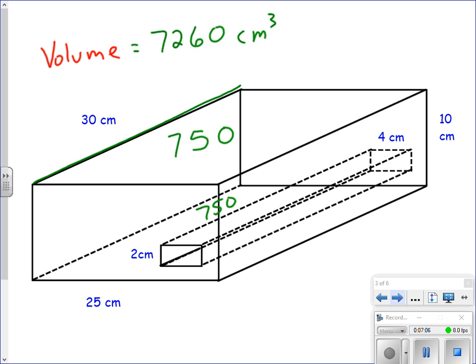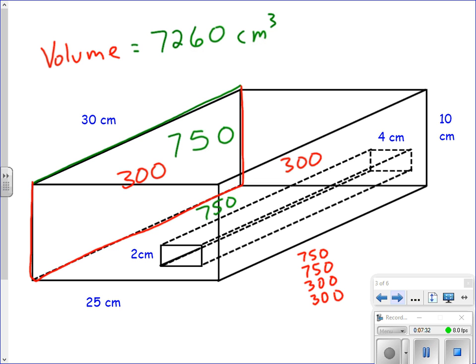And then the side wall over here, which is the red one, that would be 10 by 30, that'd be 300. And this side would be 300. So where can I write that? Let's write that over here. I've got 750, 750, 300, 300.